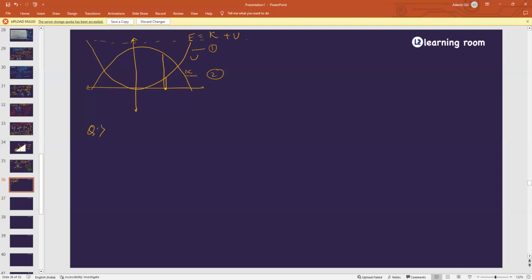Okay. The first question was a little bit basic. I was just asked to solve questions for you. So first let us have the questions based on the spring part. Okay, the question says that two springs have force constants K1 and K2, where K1 is greater than K2.